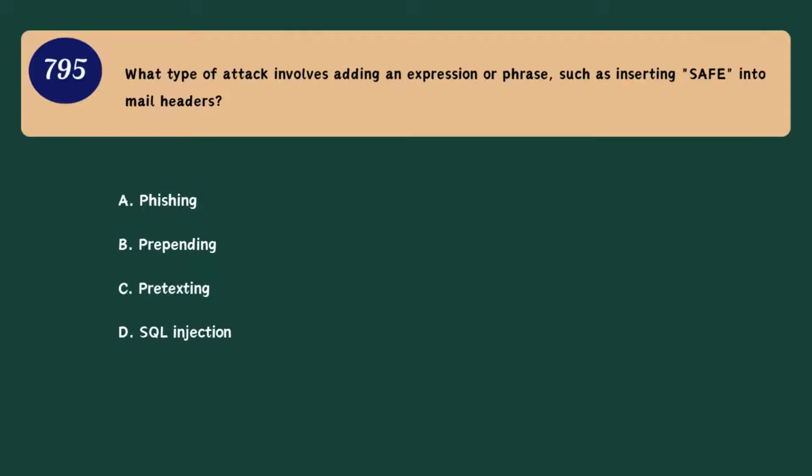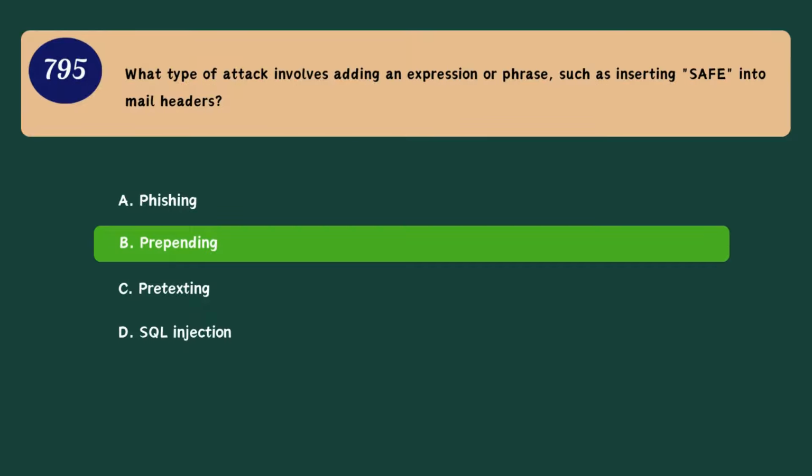Question 795. What type of attack involves adding an expression or phrase, such as inserting SAFE into mail headers? A. Phishing. B. Prepending. C. Pretexting. D. SQL injection.